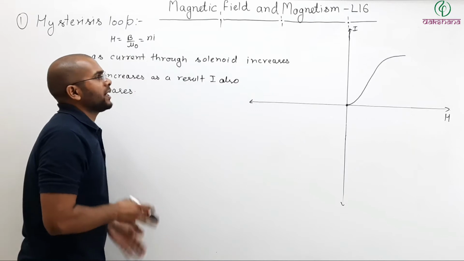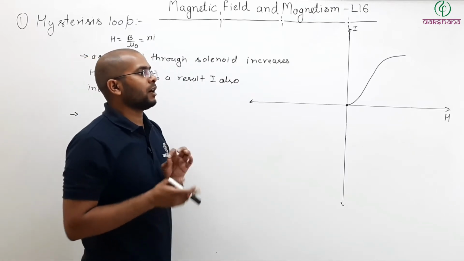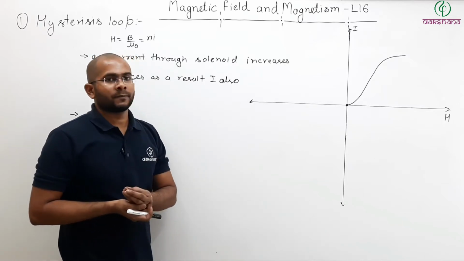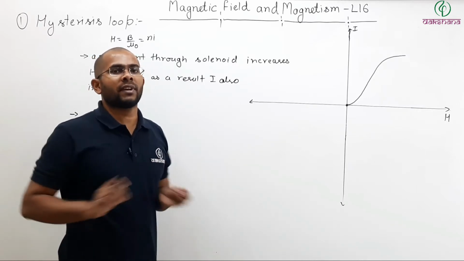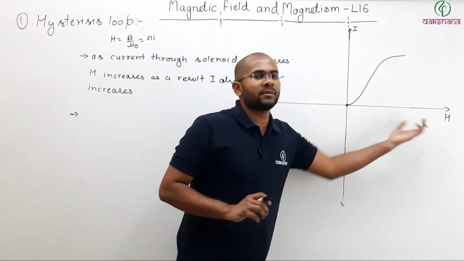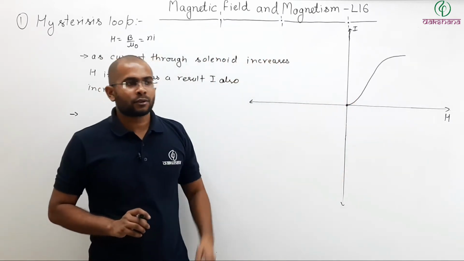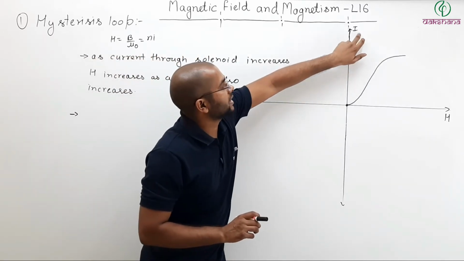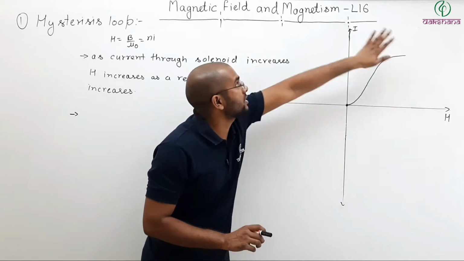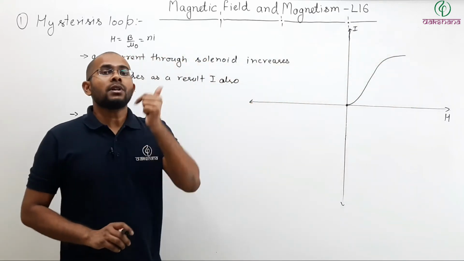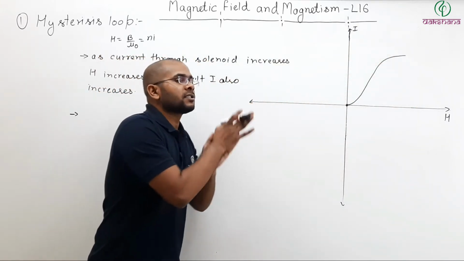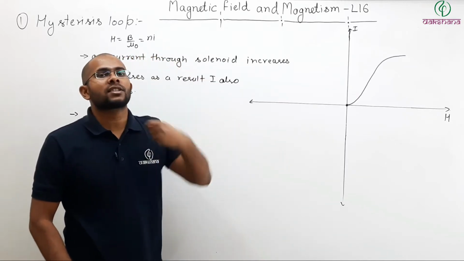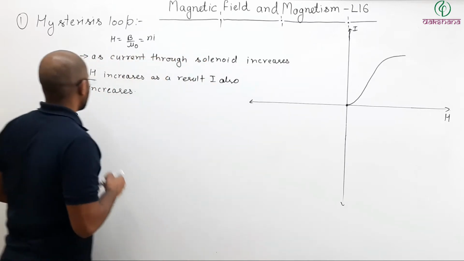So there will be a point when magnetization of the material becomes constant, and after that point, there is no effect of your increase of magnetic intensity. So that point where magnetization, your magnetic intensity, sorry, this is magnetic intensity, this is magnetization vector. That point where magnetization of your material becomes constant is called the saturation point. So you can write that here.